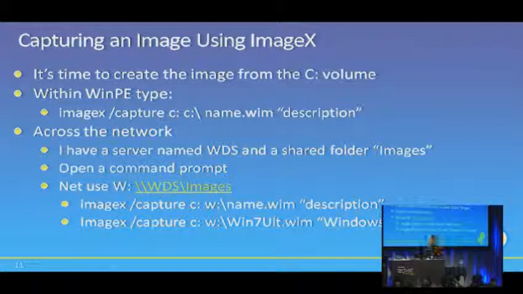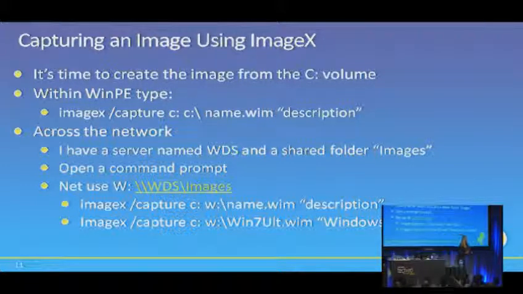So let's say we booted our machine into an alternate operating system. It's running WinPE now. And we need to capture an image using ImageX. It's pretty simple. You would just type in ImageX, give it the /capture switch, tell it the volume you want to capture, the path and name of the WIM file you'd like to create, and then you have to give it a description in quotes. If you'd like to store it across the server, in the second scenario here, I've mapped a drive, W, to the WDS server, images, shared folder. Then you can tell it to ImageX capture the C volume, put it on the W drive, name it this, and give it this description.